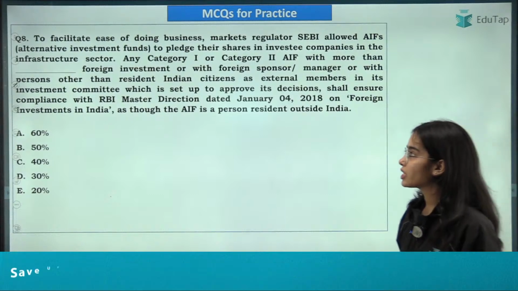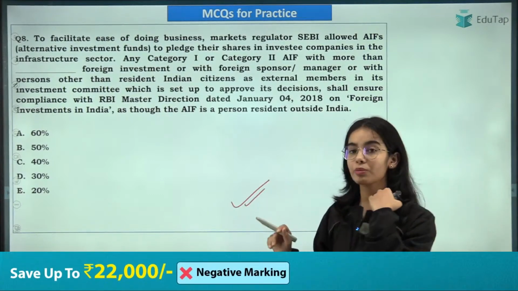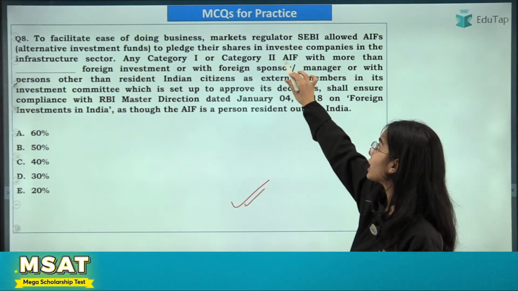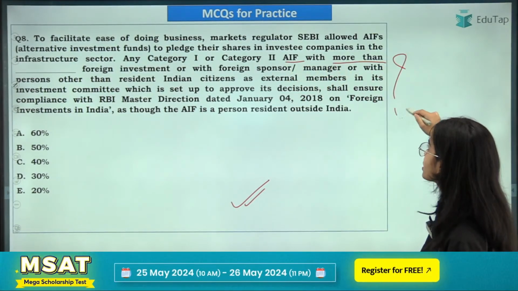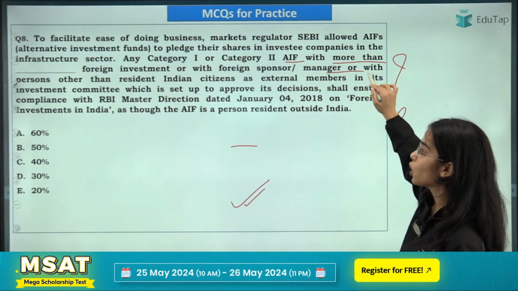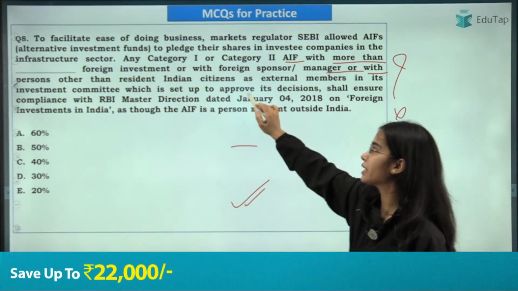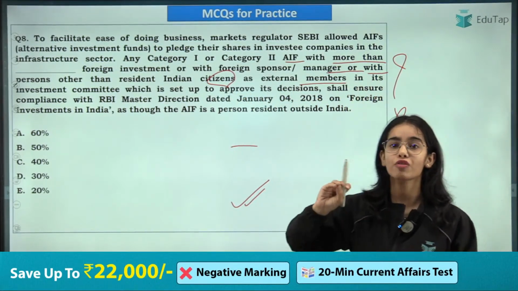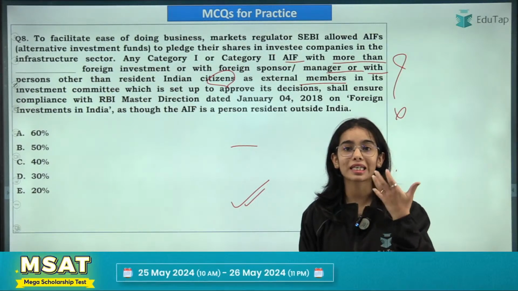Next, coming to the next question. So here the encumbrances: in case there is any category 1 or category 2 AIF with more than how much percentage of foreign investment, or with a foreign sponsor or manager, or with persons other than resident Indian citizens as external members, they have to follow the master direction of RBI also. So what is the criteria here?